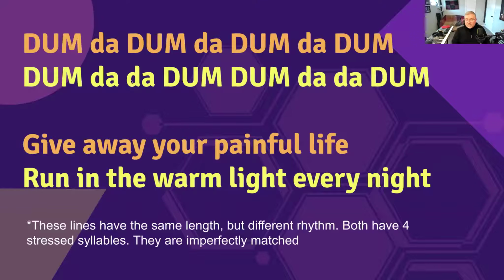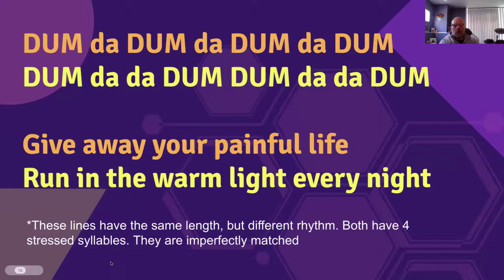Yeah. So there's more unstressed syllables in the second line, but the unstressed syllables don't count for the length because the unstressed syllables get added into the rhythm. Any questions on perfectly matched and imperfectly matched? Greg.